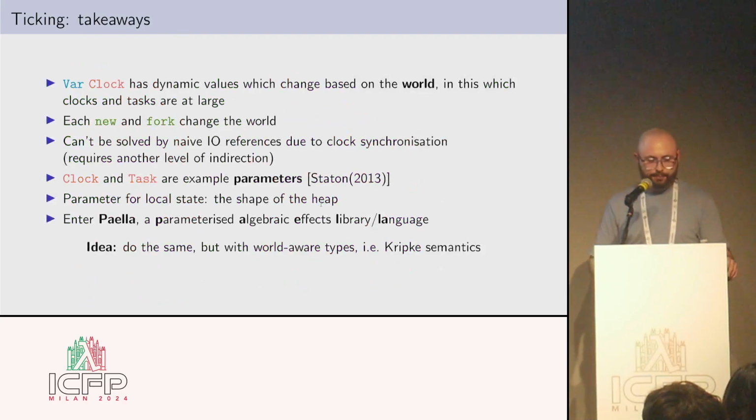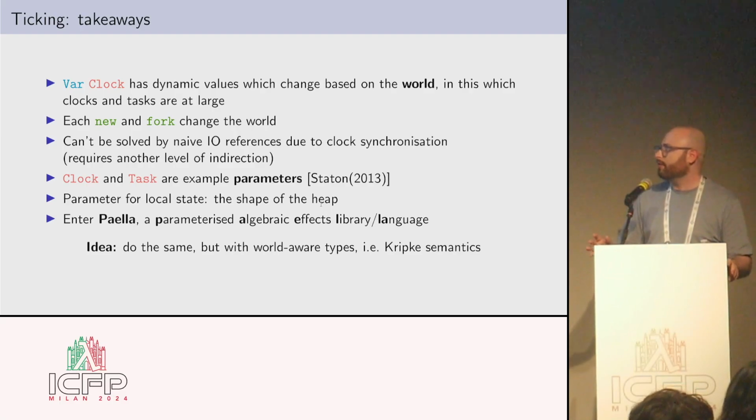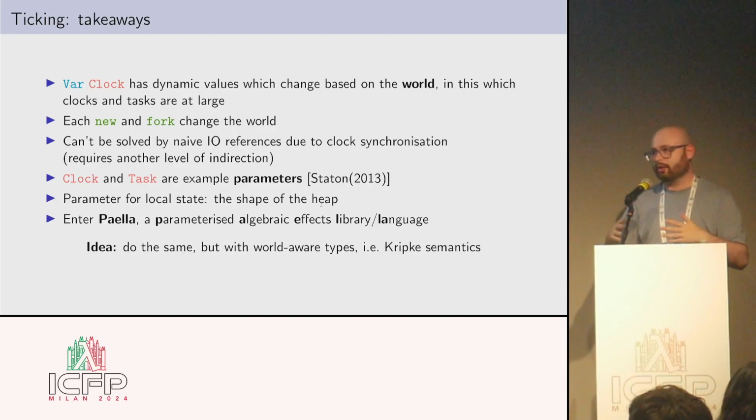So what's the takeaway? A clock has a dynamic value, which is based on the world. In this case, the world are clocks and tasks. Each new and fork changes the world. We can solve this by just glomming together enough state, but it's not really nice. You'd also need an extra level of indirection for your I/O references, because when we synchronize 2 clocks, they need to be the same in the future.